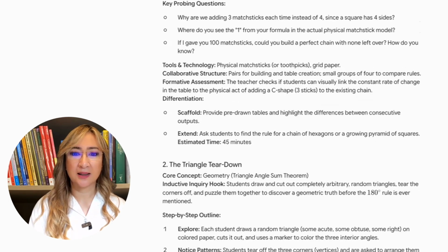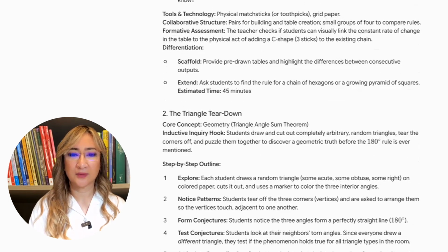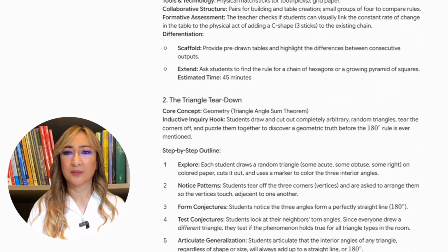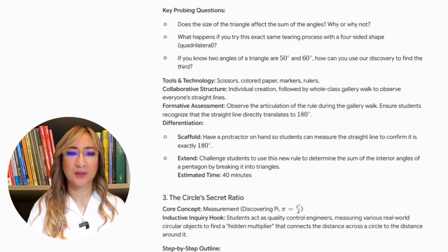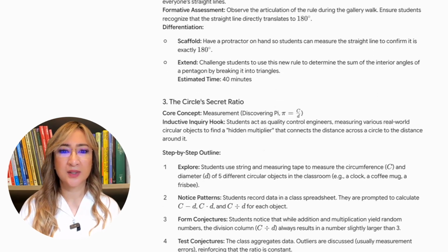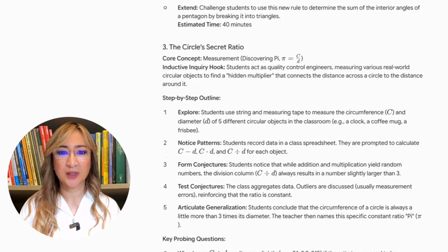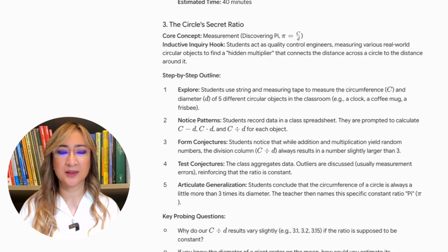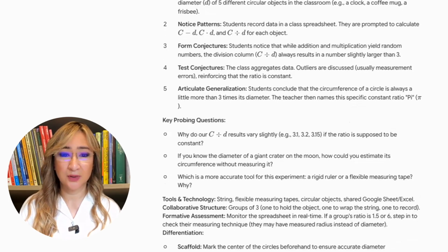The triangle tear down, so looking at the angle sum of a triangle. Yep. Okay, yep, I can see what they're doing here. So that's something quite physical as well. They're using scissors, cutting out. Circle secret ratio. That's discovering pi. So using string. Yep, this is a pretty standard activity too. I like these ideas though. These are the ideas that I've used in the classroom.